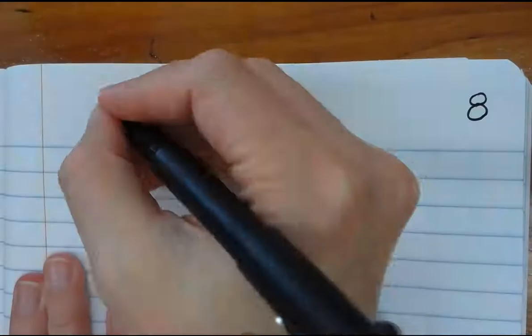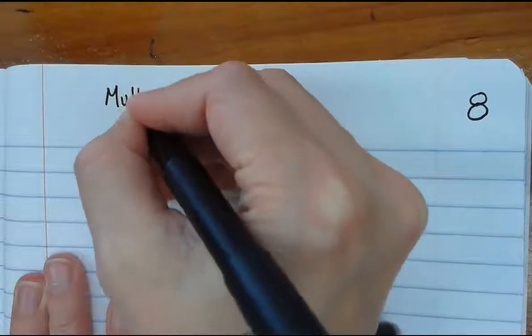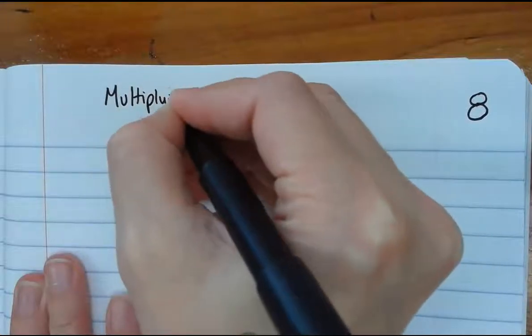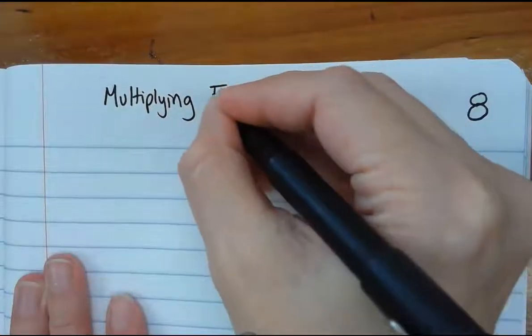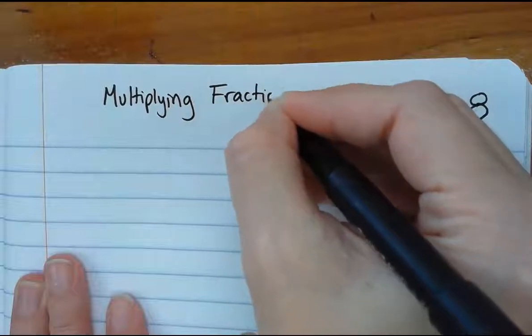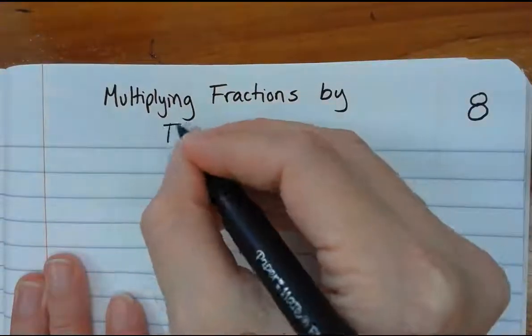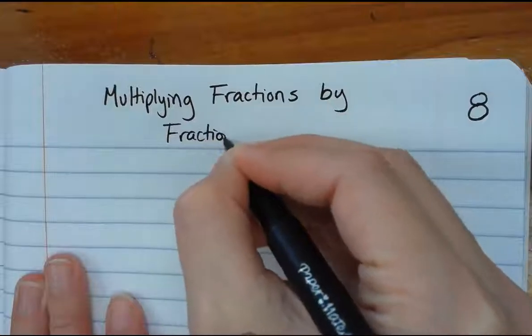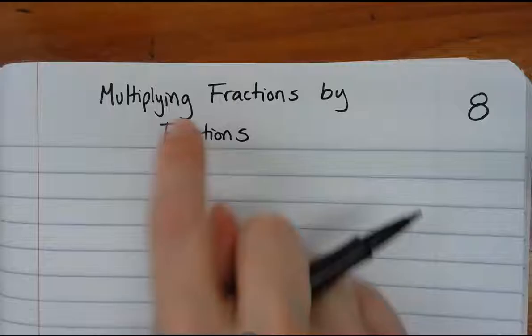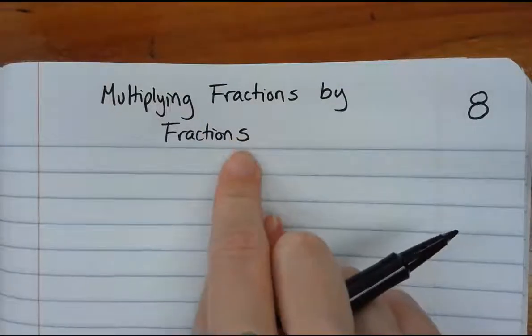So we talked last video about multiplying a fraction times a whole number, and today on page 8 we're going to talk about multiplying fractions by fractions. So what does it mean to multiply a fraction by another fraction?